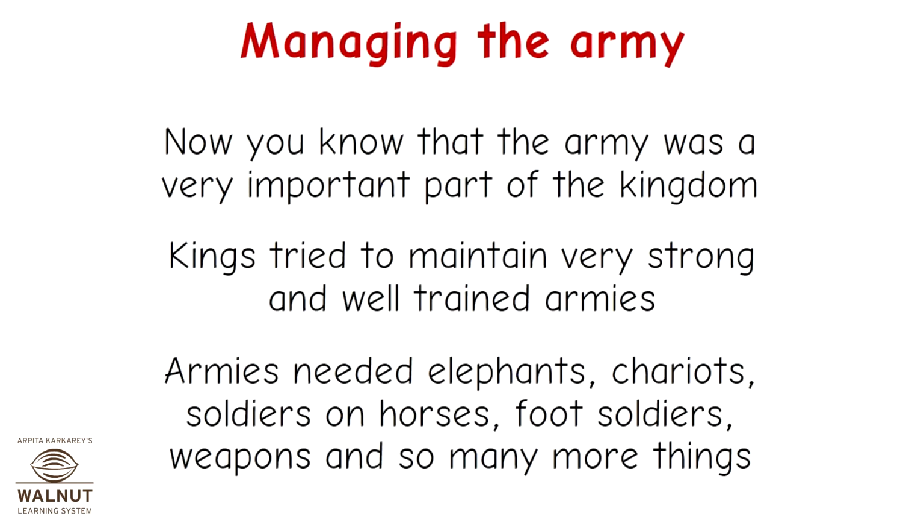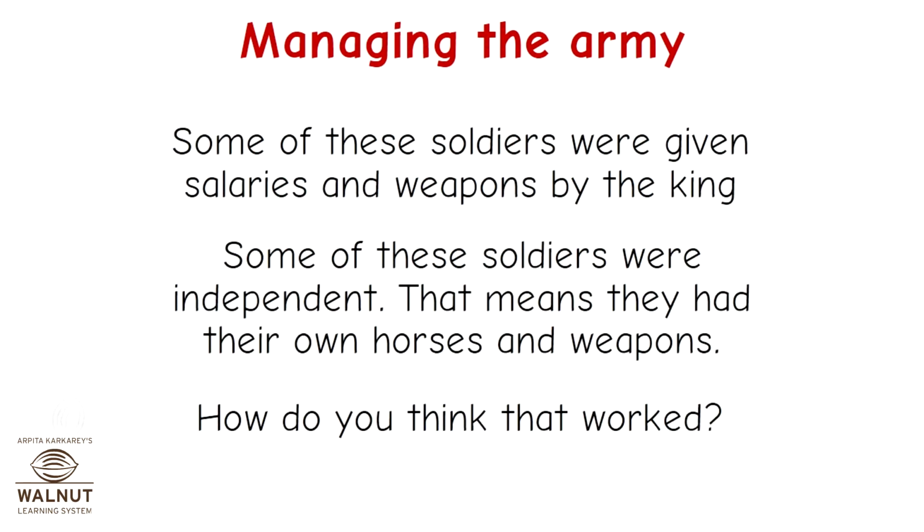Managing the army. Now you know that the army was a very important part of the kingdom. Kings tried to maintain very strong and well-trained armies. Armies needed elephants, chariots, soldiers on horses, foot soldiers, weapons, and so many more things. Some of these soldiers were given salaries and weapons by the king. Some of these soldiers were independent. That means they had their own horses and weapons.